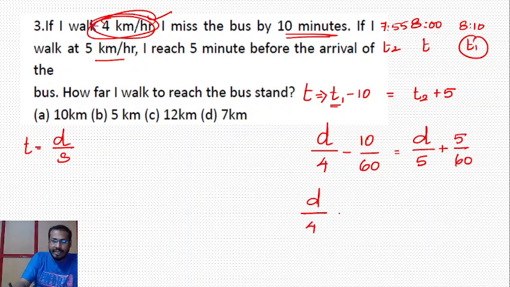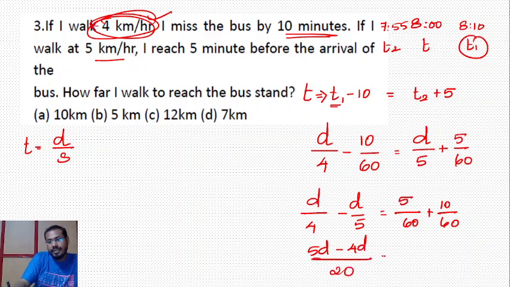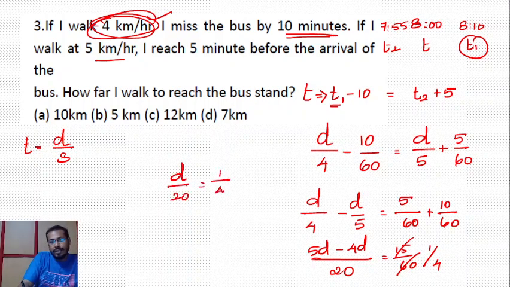So when it comes to the left hand side, it should be negative D over 5 is equal to, already we had 5 over 60. Now on the left hand side it was negative 10 by 60. When it comes to the right hand side, it will be a positive 10 divided by 60, right? So 5D minus 4D divided by 20 is equal to 15 divided by 60, right? So 15 and 60 is nothing but 1 by 4. So D by 20 is equal to 1 over 4.